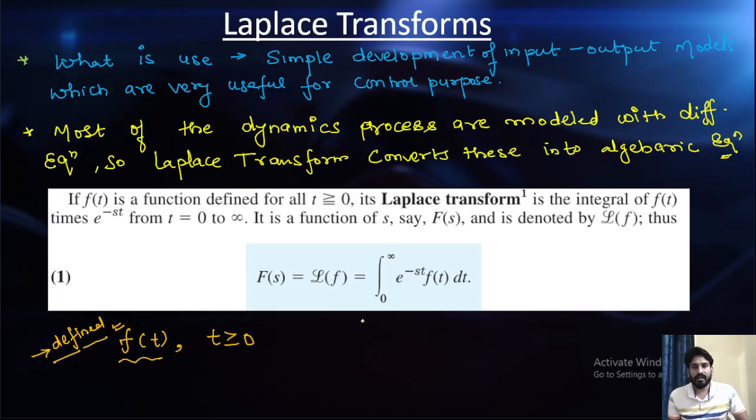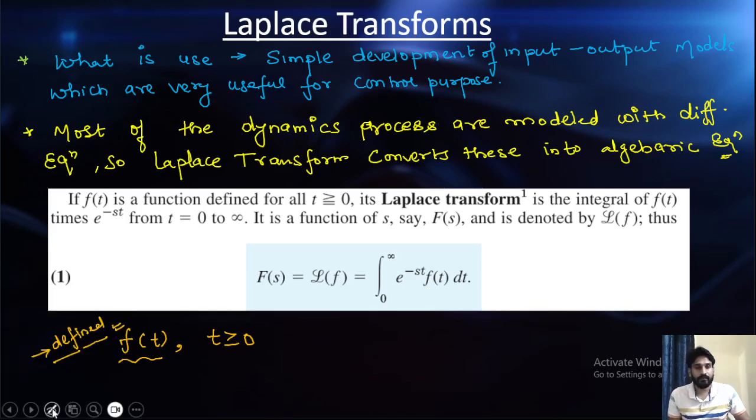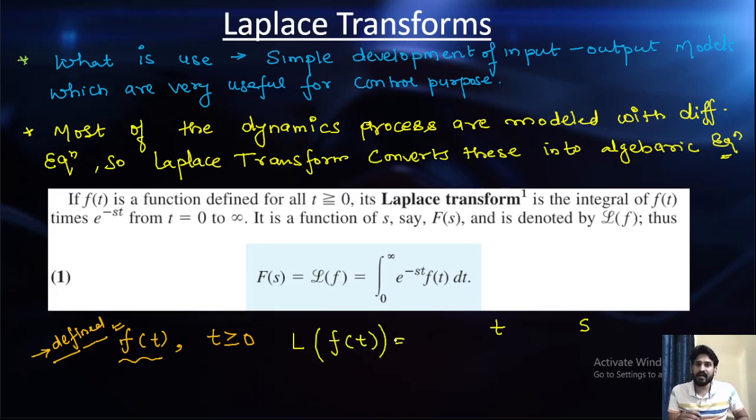Just try to understand it: I have two variables, one is t and one is s. I'll tell you what all these are. Now, I want to do the Laplace of f of t. How can we do this? Laplace is an integral transformation of a function, like this f of t.